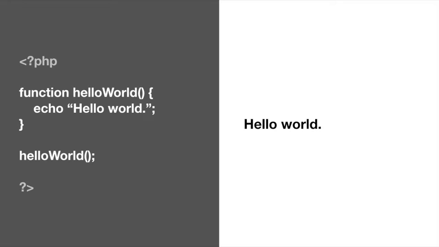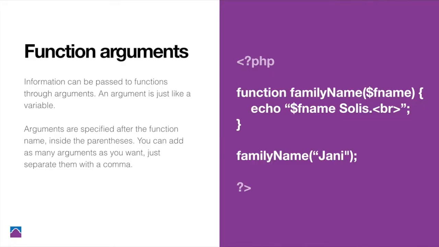And this is just an example of that. So that example of water and coffee beans are essentially the arguments of the function. It's something that you need for the function to run. So information can be passed to a function through arguments. An argument is just like a variable.